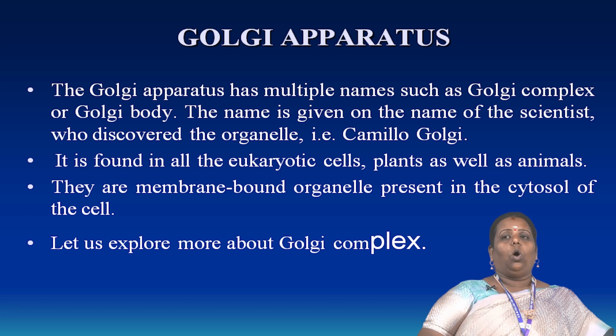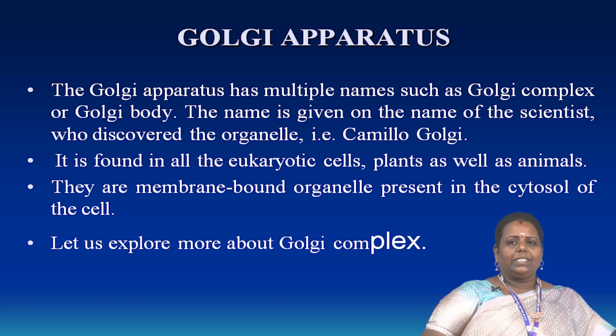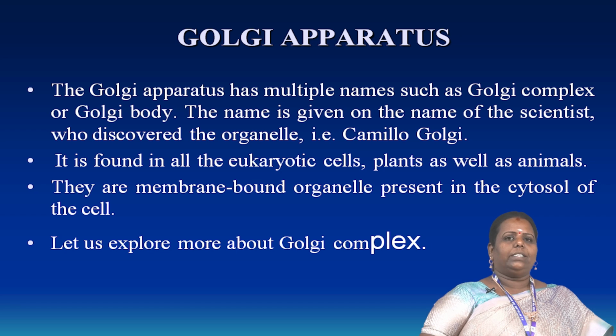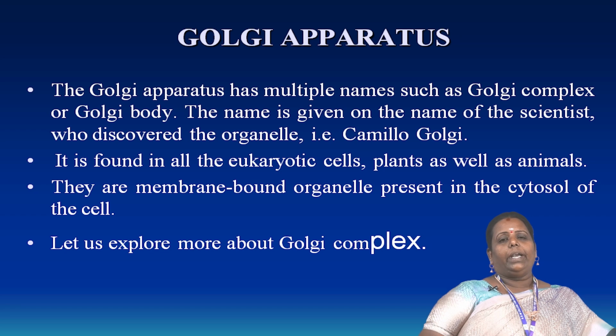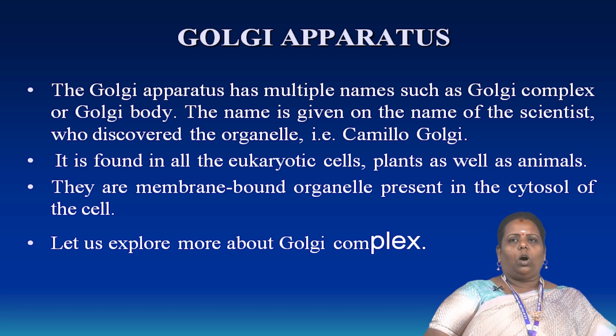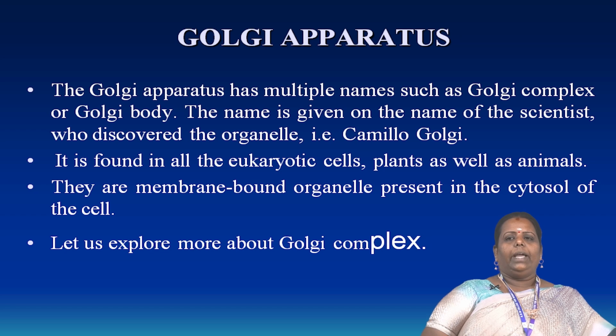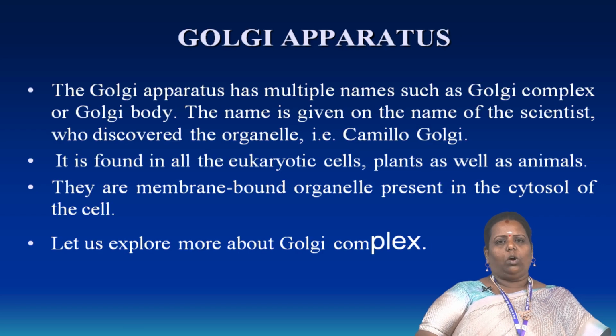It is found in all eukaryotic cells, plant cells as well as animal cells. You know the difference between prokaryotic cells and eukaryotic cells. In prokaryotic cells, we do not have a true nucleus. Only eukaryotic cells have the true nucleus. They are membrane-bound organelles, and it is present in the cytosol of the cells. Let us explore more about the Golgi complex.